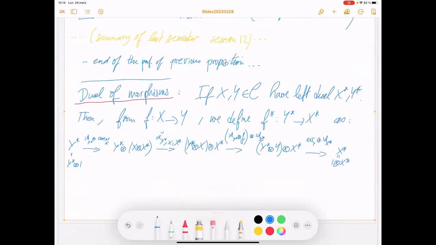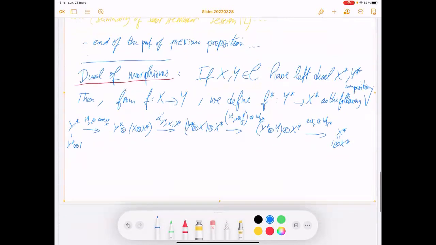So we have a map from Y star to X star, and this composition is f star, defined as the following composition. Okay. So this composition is the definition of f star.